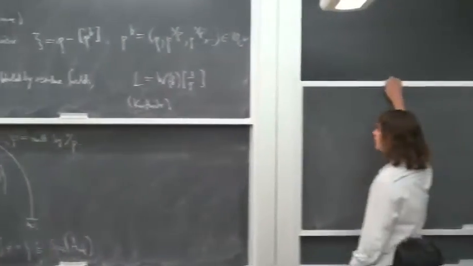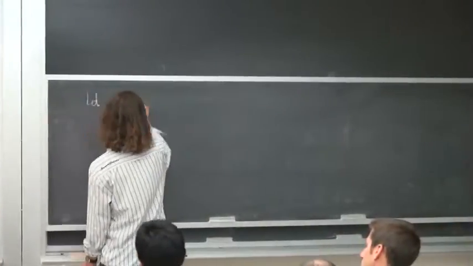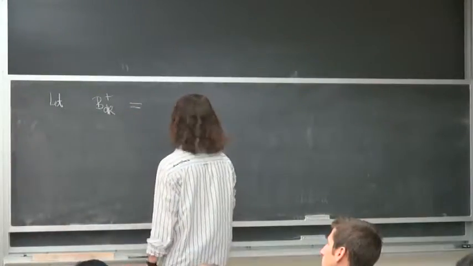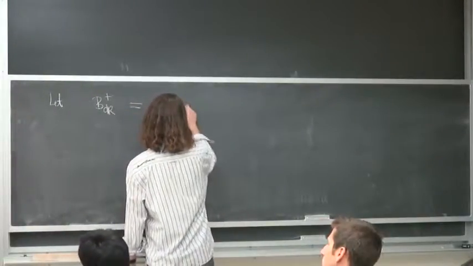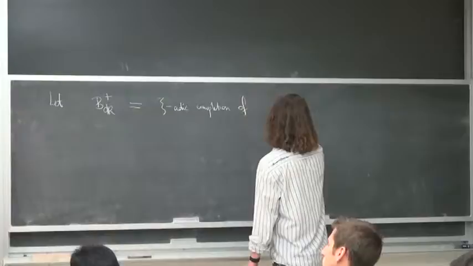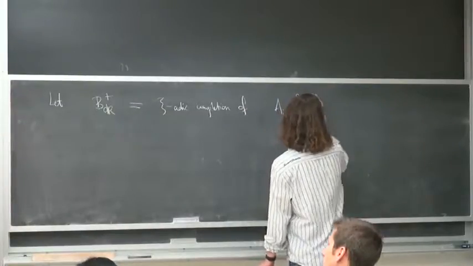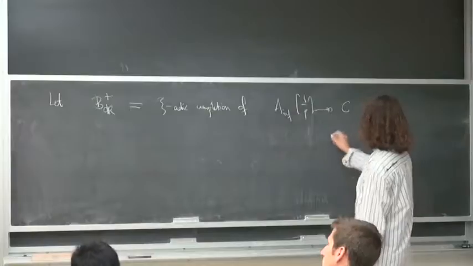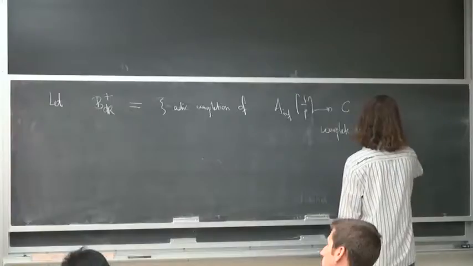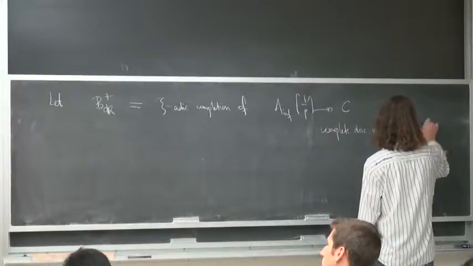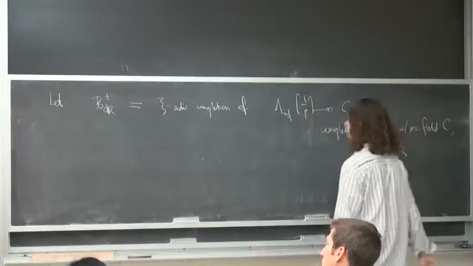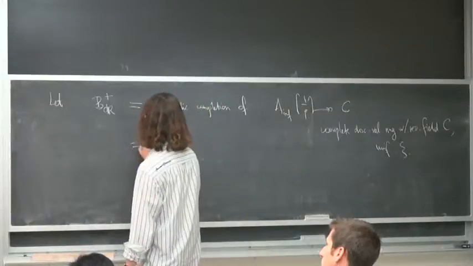Okay, some other rings. There's one ring which always has the same notation, I think. It's called B_dR plus. So the simplest definition is that it is a p-adic completion of the surjection from A inf inverting p to C. So that's a complete discrete valuation ring with residue field C and uniformizer psi.